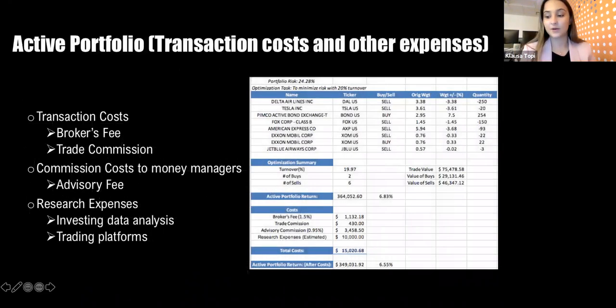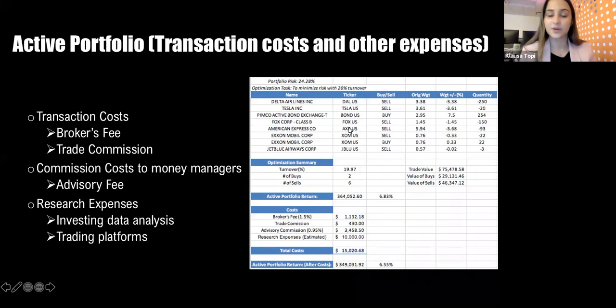Another element that I want to mention is the transaction costs and other expenses. There are transaction costs, as I mentioned earlier. When it comes to the active portfolio, we have brokers' fees, trade commission, and commission to money managers, such as advisory fees. We have expenses related to industry research, data analysis, trading platforms, and more.